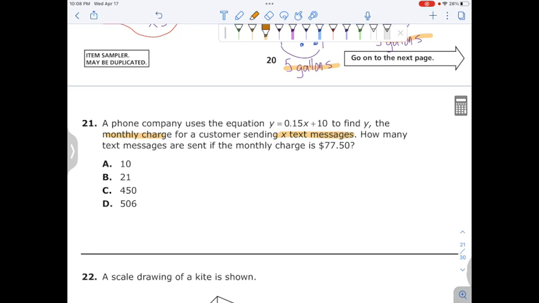A phone company uses this equation to find Y, which is the monthly charge. So Y equals the monthly charge.